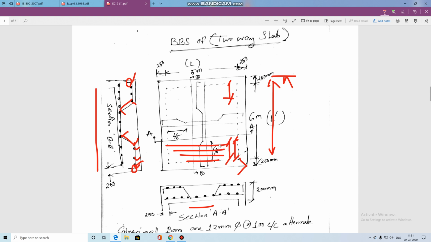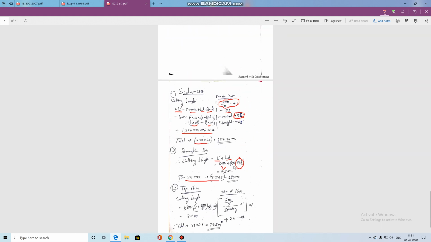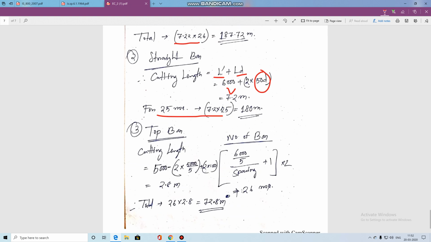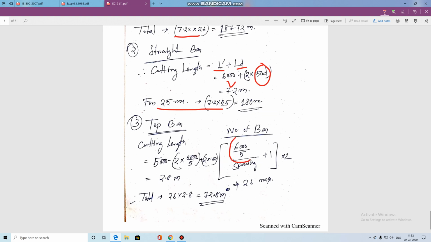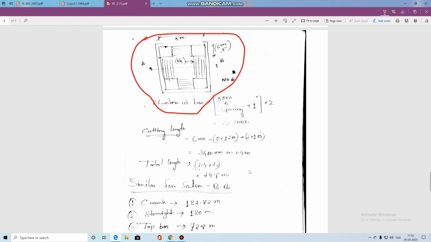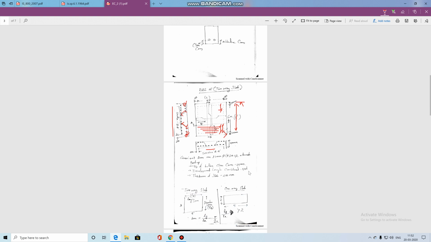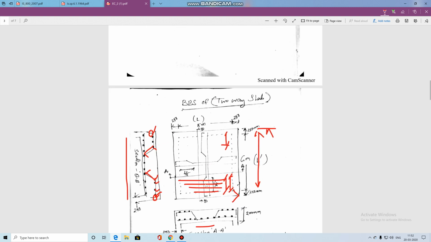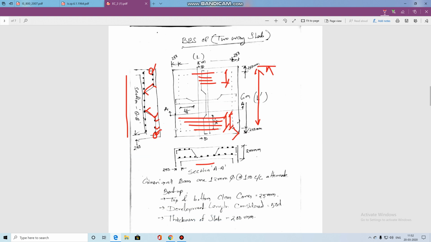So what is the value of L by 5? I can see here, look, the L by 5, this is the 6000 and this is the 5. So L by 5 by spacing plus 1, because I have to end up with a bar, and into 2. Why into 2? Because this number of bars is also present in these sides also, that's why I have to multiply with the 2. So I can get the number of bars of these top bars.